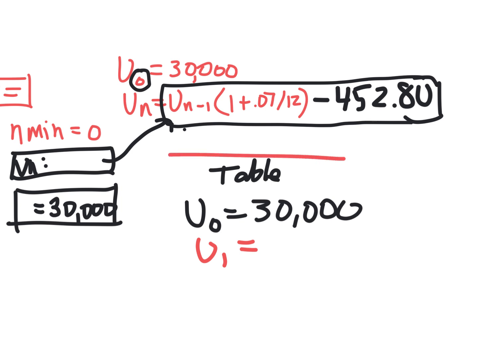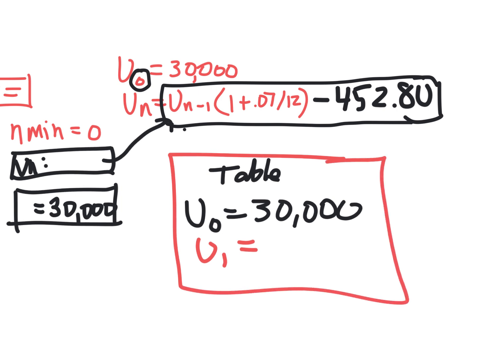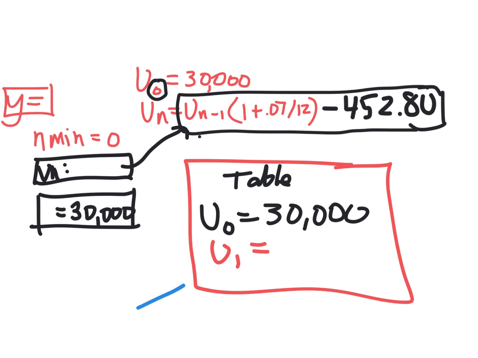All right, I want to see that your table looks like this, and then the next number is like 29,000 or so. If you entered this correctly, your table will look like this. So I don't know exactly how much that actually is.